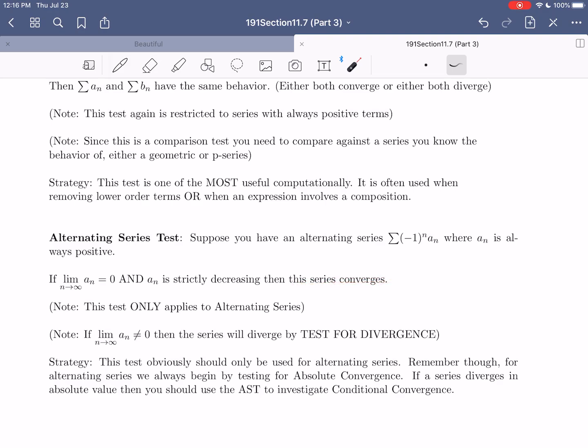So, a couple notes on this test. Obviously, this test only applies to alternating series. That should go with the name, but it's important to remember. You're not going to use the alternating series test on something that has strictly positive terms. It has to be alternating to use this.